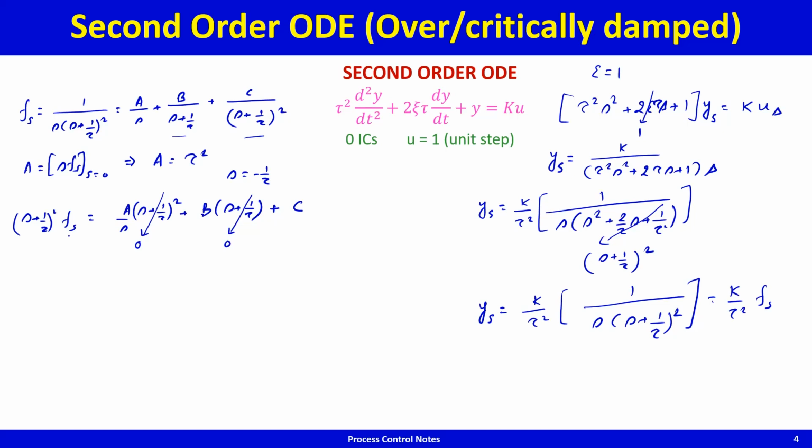On the left hand side you are left with 1 by s, because (s plus 1 by tau) squared times F(s): the (s plus 1 by tau) squared cancel out, you are left with 1 by s. So you put s is equal to minus 1 by tau, and that is equal to C. So C is obtained the usual way. C is equal to (s plus 1 by tau) whole squared F(s) calculated at s is equal to minus 1 by tau. So that's how you obtain C, and what you get from this is C is equal to minus 1 by tau.